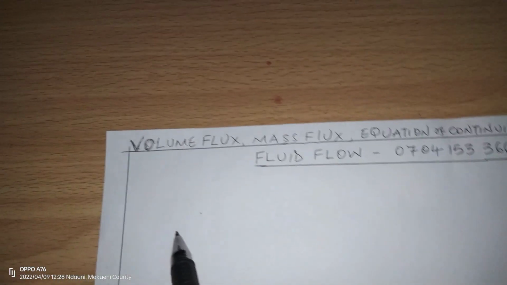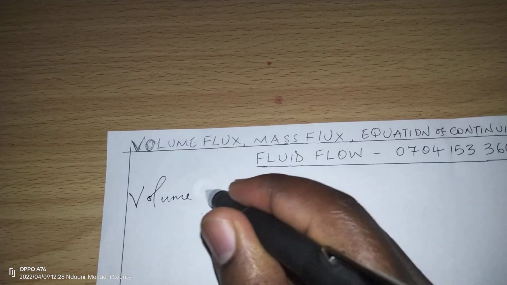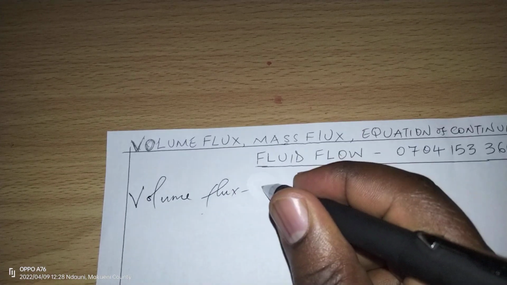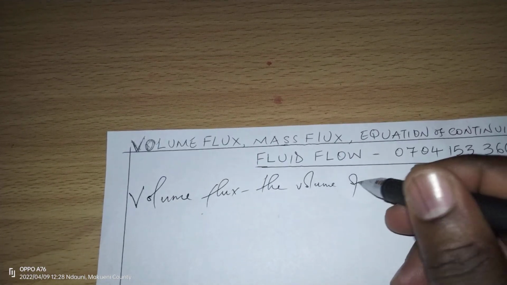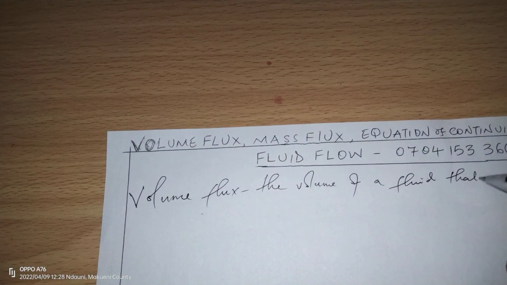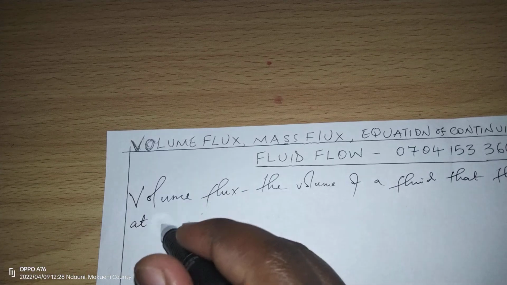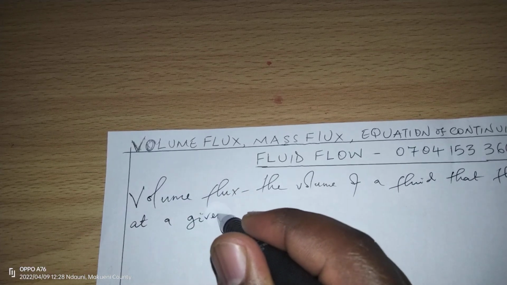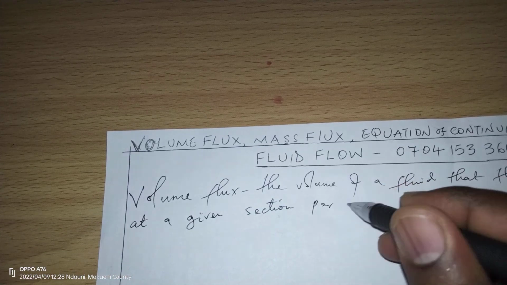Therefore, what we call volume flux is the volume of a fluid that flows at a given section per unit time.